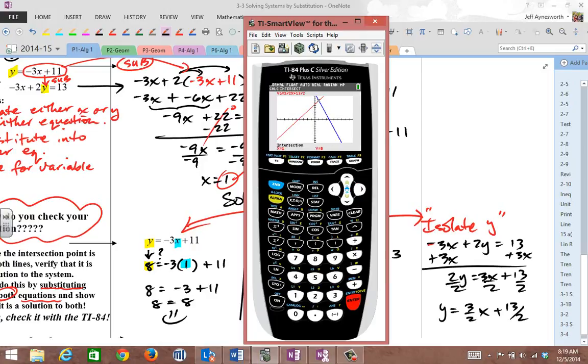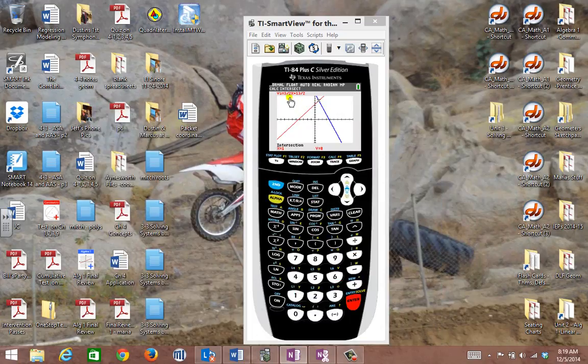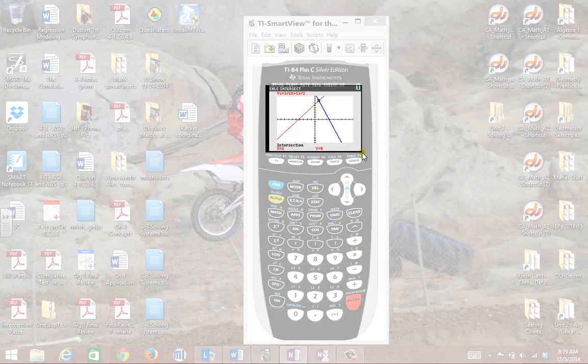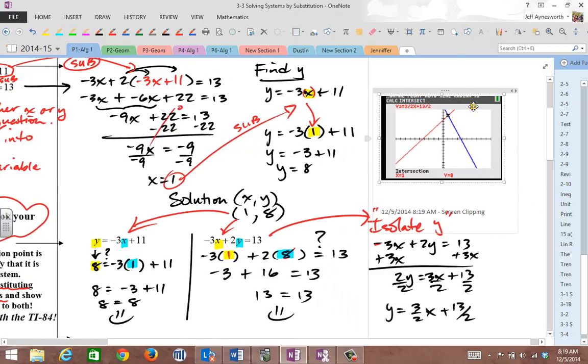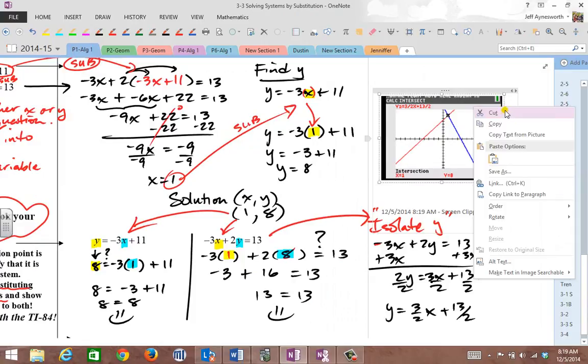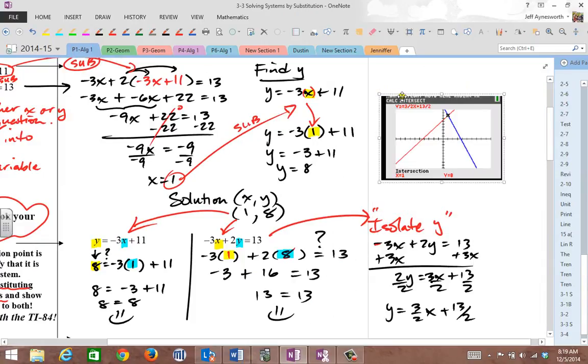And look at this, guys, it says 1, 8. Holy cow, it's the same thing as what we came up with here. So let's go ahead, and I'm going to clip this screen in here so we can see it. There we go. And so the calculator verified it. We verified it by hand. We verified it with the calculator, and we're coming up with 1, 8.